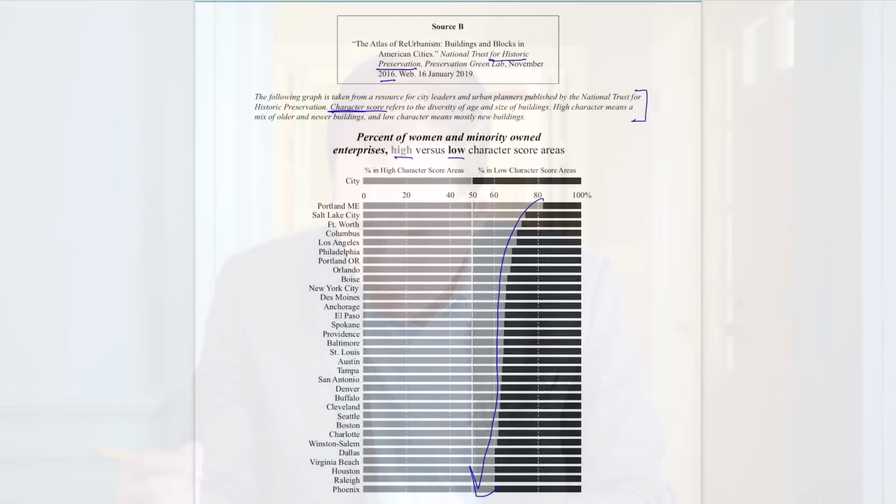Okay, so wait, let's see. Portland, Maine has a larger percentage of women and minority-owned enterprises in high character score areas, whereas Phoenix has a larger percent in the low character score areas.